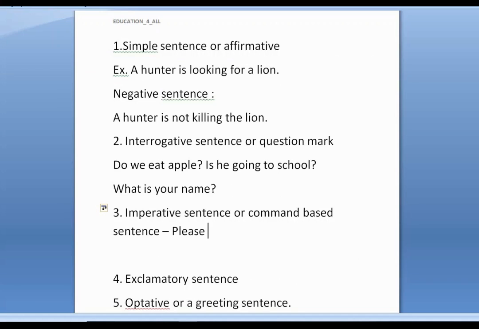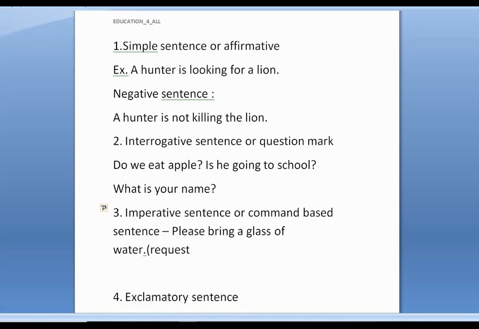please bring a glass of water. So in this sentence, someone is requesting the other person to bring water. So we can say a request is also an imperative sentence. So in imperative sentence, always we have order, request, proposal.